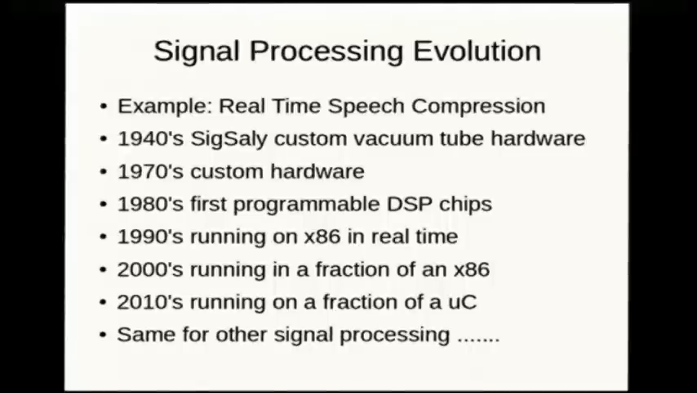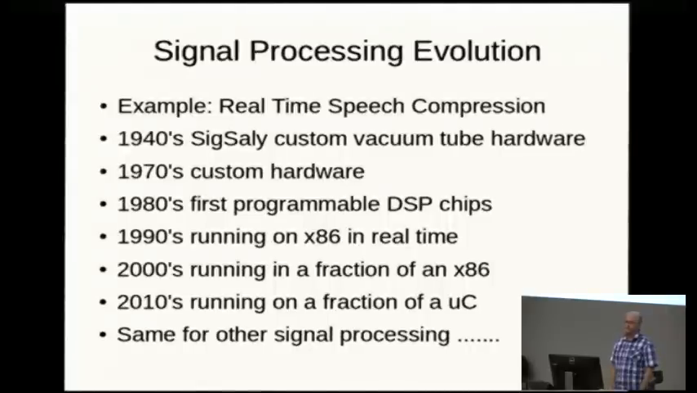And if we look at a few trends, this is how it tends to work. The example I'm using is real-time speech compression, because that's what I do, so I have a bit of knowledge in that area. In the 1940s, we had custom vacuum tube hardware. And then by about the 1970s, the same sort of thing, several thousand bits per second speech compression, was possible with custom hardware. So you had to solder up the boards at a chip level. It wasn't reprogrammable, just gates and things like that.